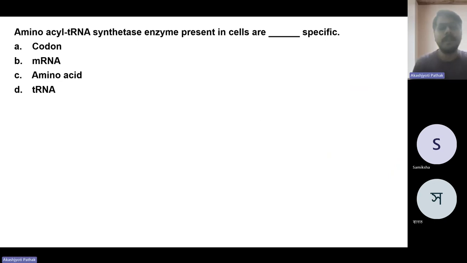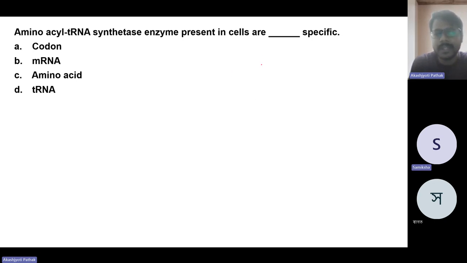Now there are particular enzymes which are required for charging of the tRNA. So what is charging of tRNA? As was discussed in the lectures also.